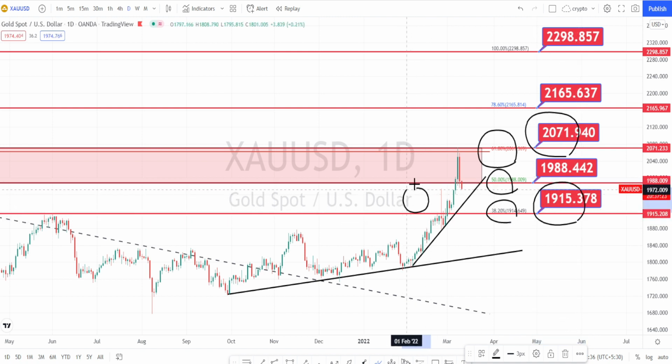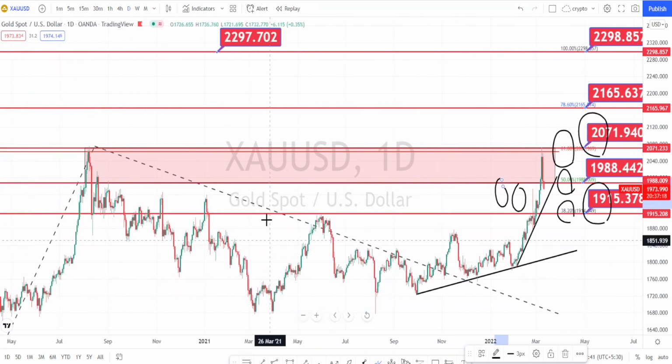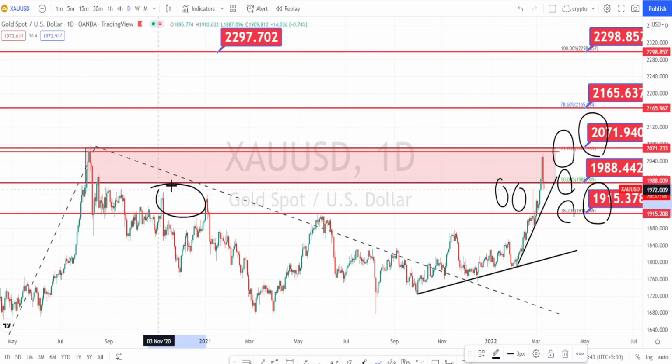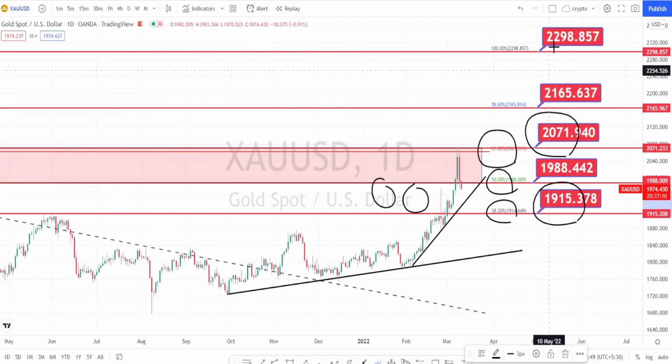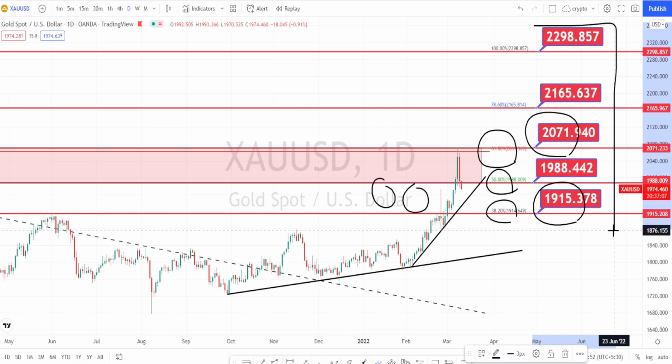And this whole area is also going to be a very strong support zone, because in the past also we have seen this area acting as a very strong resistance zone. So currently these are all the support and resistance levels.